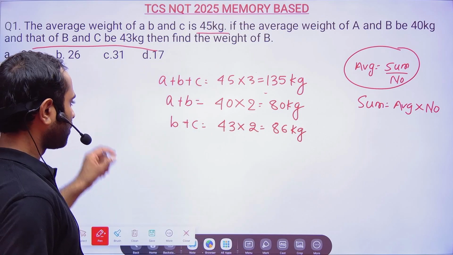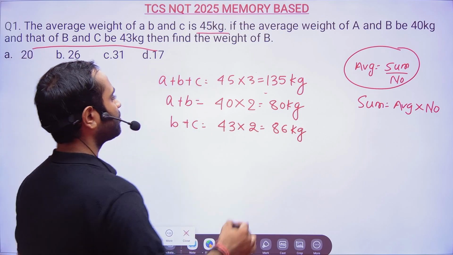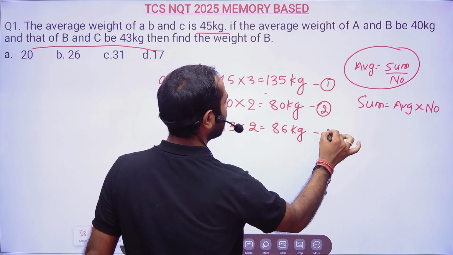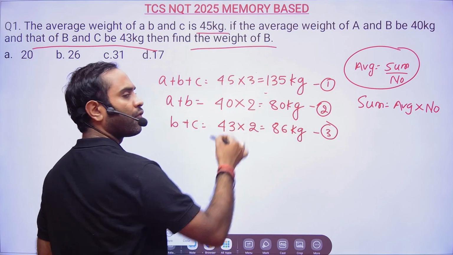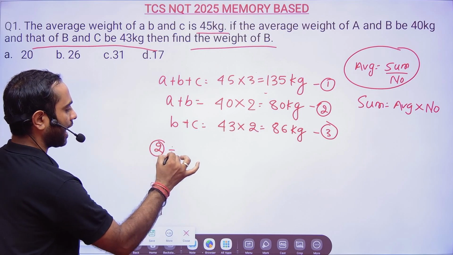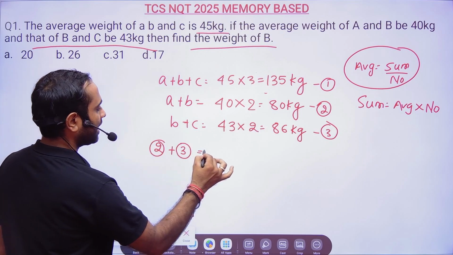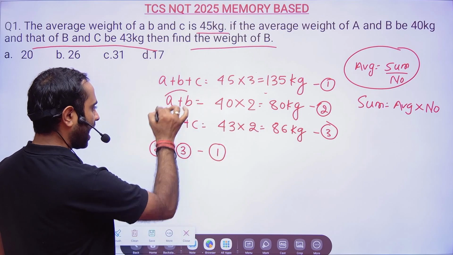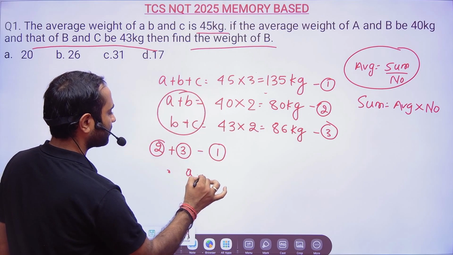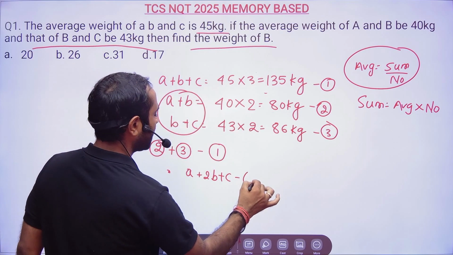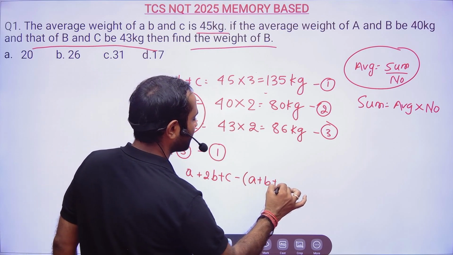Okay, so here I could see we have three equations, and then they are asking you to find out the weight of B. No problem. So what I will do, 2 plus 3 I will add and then I will subtract 1. So if you add this, it will become A plus 2B plus C minus, here it will be A plus B plus C.